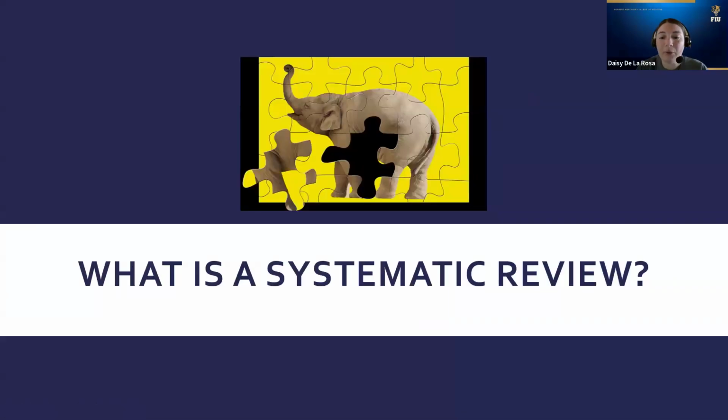So what is a systematic review? Here on this slide, you see a puzzle of an elephant. Systematic reviews a lot of the time are compared to puzzles where each puzzle piece is an individual study. The process of putting that puzzle together is the systematic review process. A puzzle piece by itself, you maybe don't know what the whole picture looks like. But when all the pieces are together, you're able to see the bigger picture of what the evidence is saying about something.